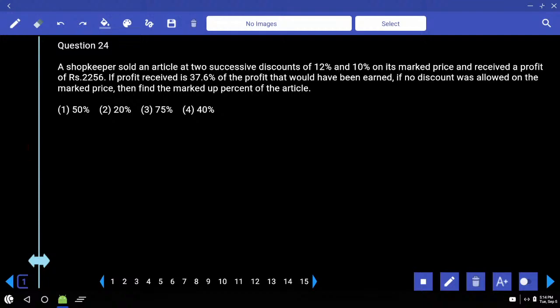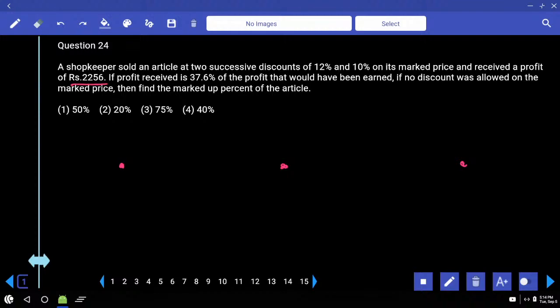A shopkeeper sold an article at successive discounts of 12% and 10% on its market price and received a profit of 2256. If profit received is 37.6% of the profit that would have been earned if no discount was allowed on the market price, then find the marked up percent of the article. యాక్చువల్గా కాస్ట్ ప్రైస్, సెల్లింగ్ ప్రైస్, మార్కెట్ ప్రైస్.